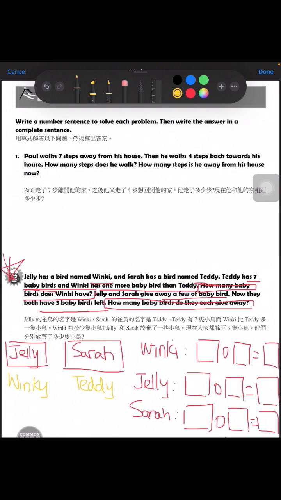Let's try the first question. How many baby birds does Winky have? We can find some hints from the question. Can you find how many baby birds Teddy has?